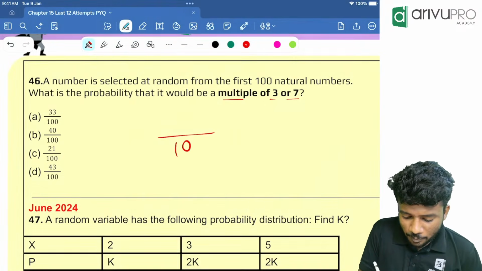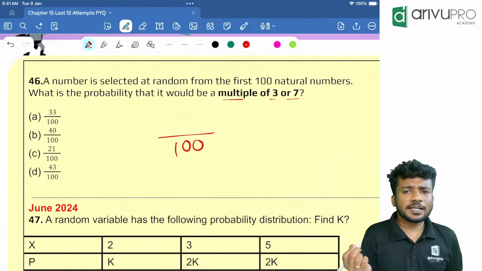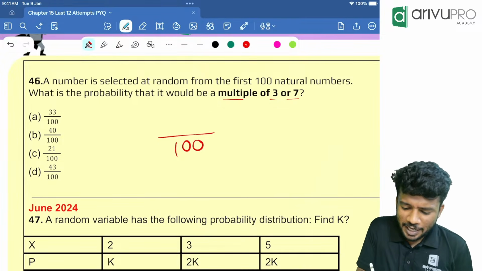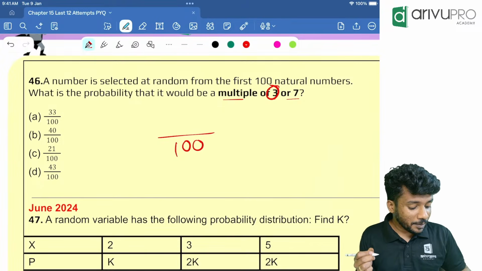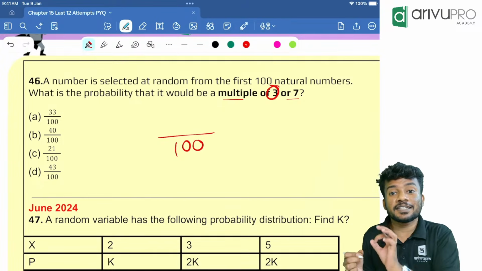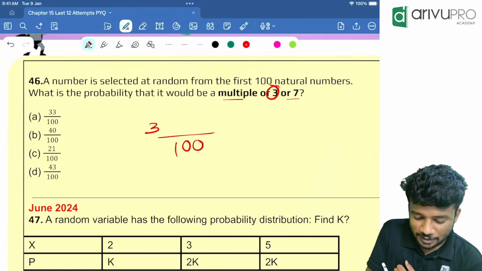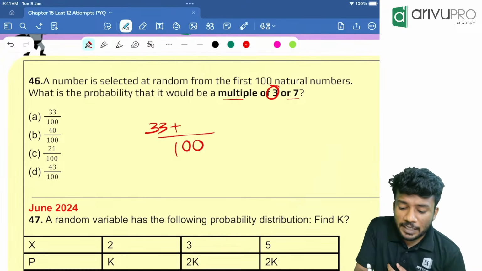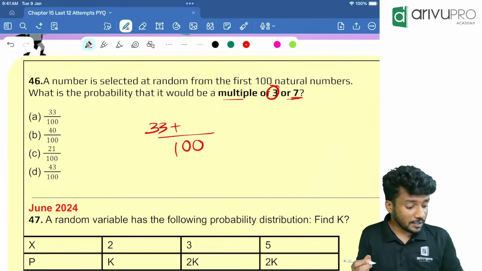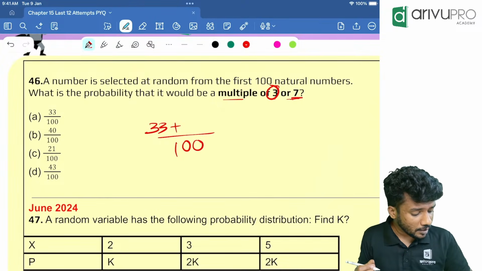Write the total in the denominator. How many numbers are there? 100 are there. So you will directly write 100 in the denominator. Now, how many are multiple of 3? How will you find that? 100 divided by 3. How much is it? 33.333. Ignore that decimal point and write 33. Then plus, how many are divisible by 7? How will you write? 100 divided by 7.